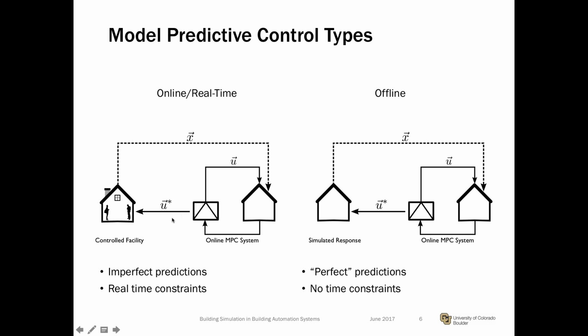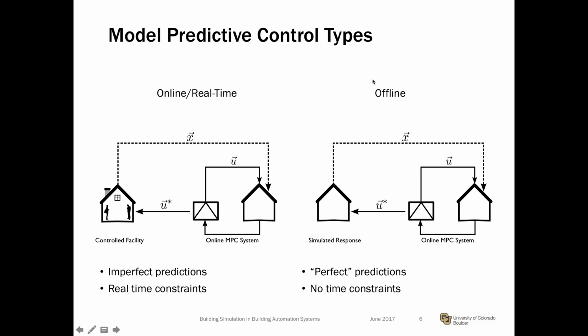But to do this in the time constraints, we often have to use simpler models, make modeling simplifications, and we also have to contend with model mismatch as a result, and we have to contend with imperfect predictions.